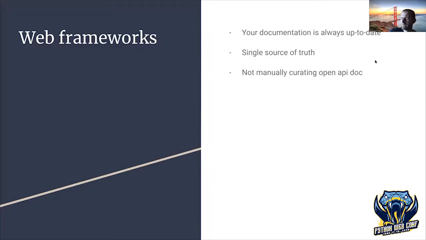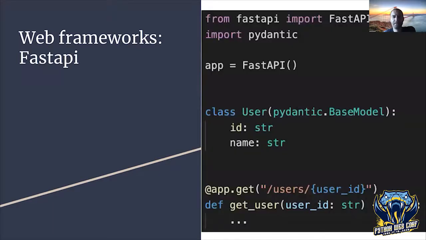And then with web frameworks, if you use OpenAPI and JSON schema to describe things, you always have a single source of truth. And your documentation is always up to date, because if how you describe your application is what drives your output for your documentation and your Swagger UI and everything, then you always have a source of truth that is what's tested against, and your documentation is always up to date. You don't have to manually curate OpenAPI docs.